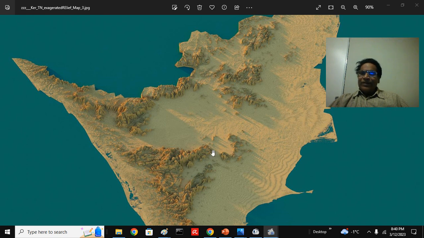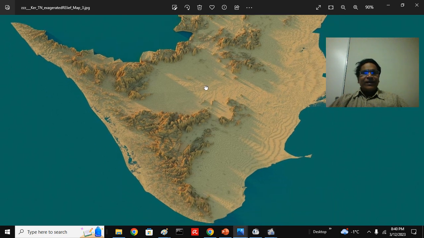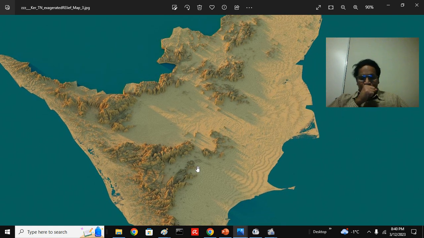Next part we will see the Madurai upland. Madurai itself is not the upland. The Dindigul will be here. That's almost the same. We'll look at this the next time. So those are the important ones.